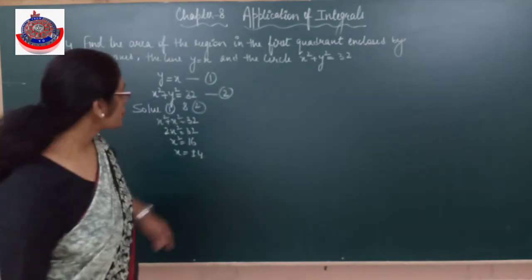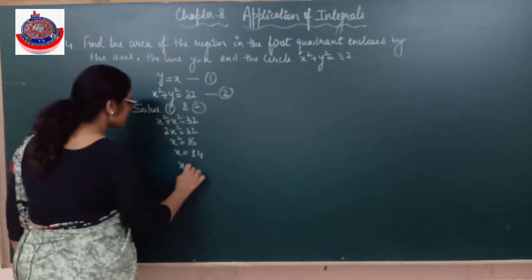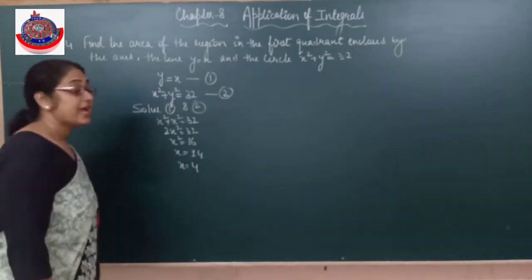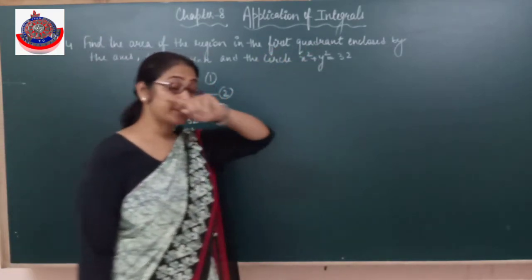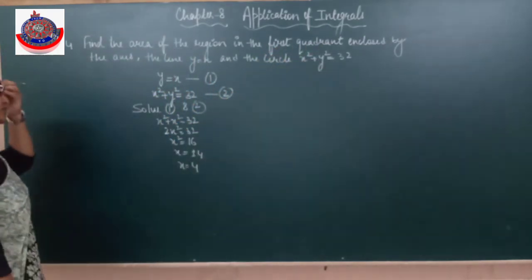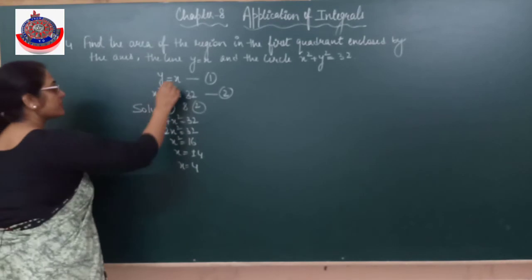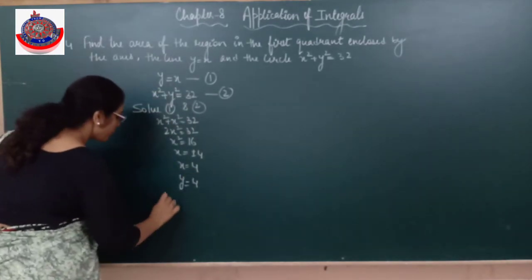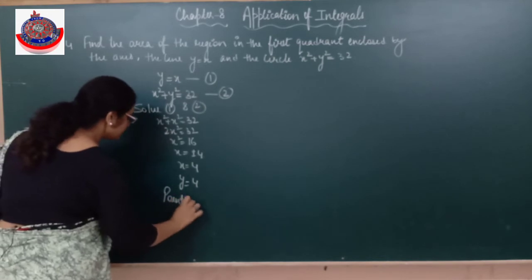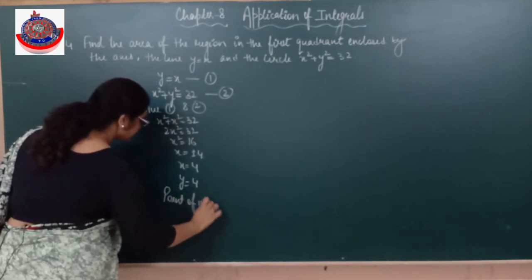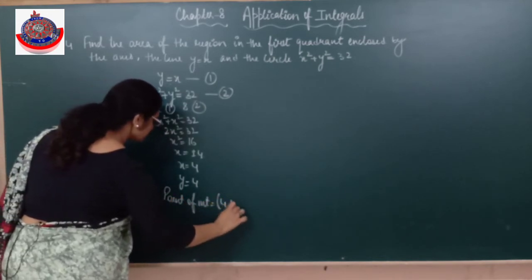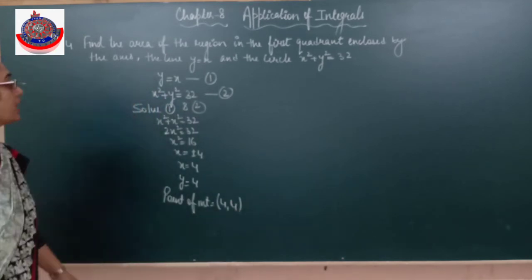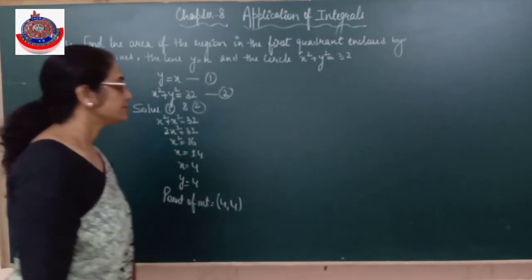Find the area in the first quadrant, so x has to be positive. I am taking only the value of x as 4, because the first quadrant is given, so x is not negative. Now we have found x, so put the value and find y. So y is also 4. So that is the point of intersection of these two. Okay, now let's plot it.